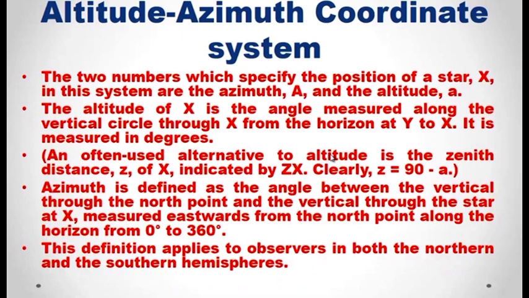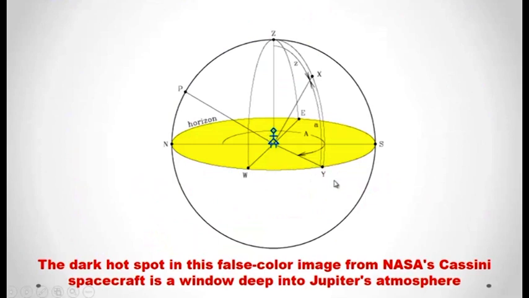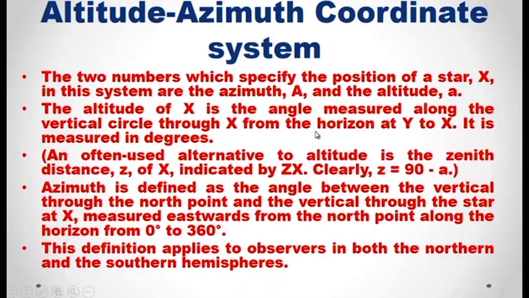Now the altitude of X is the angle measured along the vertical circle through X from the horizon at Y to X. So this is your Y and this is X. This is that arc. This arc in the celestial sphere subtends what angle? That is the angle a. Then an often used alternative to altitude is the zenith distance.